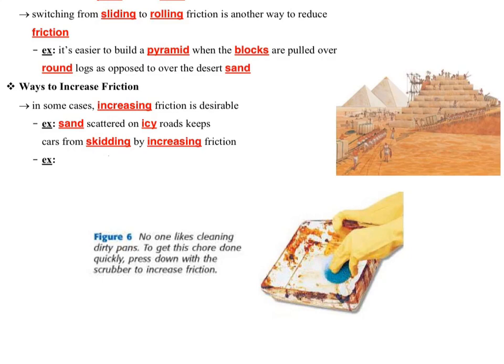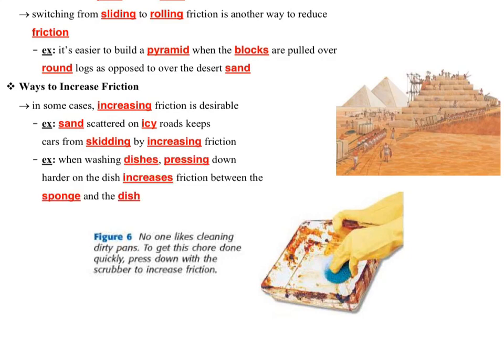And this is sort of just an everyday kind of example that you probably would never even think about. But when you wash dishes, and hopefully you wash dishes sometimes, pressing down harder on the dish increases the force between your two surfaces, and that is another way that we increase friction to get some work done to help to remove some food, like this dirty pan in the picture here. You got to press down harder on the sponge to get all that food up. Now, that's just two examples of many ways we could increase friction.